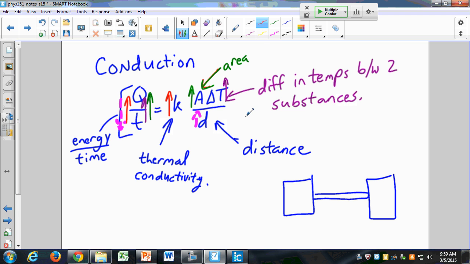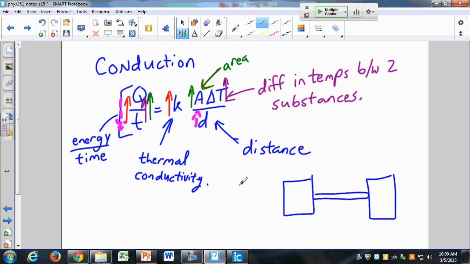All right, is that clear? You'll have this equation, but you'll need to know, as I change these different things, what happens to the rate of energy transfer. And I'll probably ask it of you in words. So for example, if the thermal conductivity goes up, what then happens to the rate of energy transfer? It goes up. If the thermal conductivity goes up, the rate of energy transfer goes up.